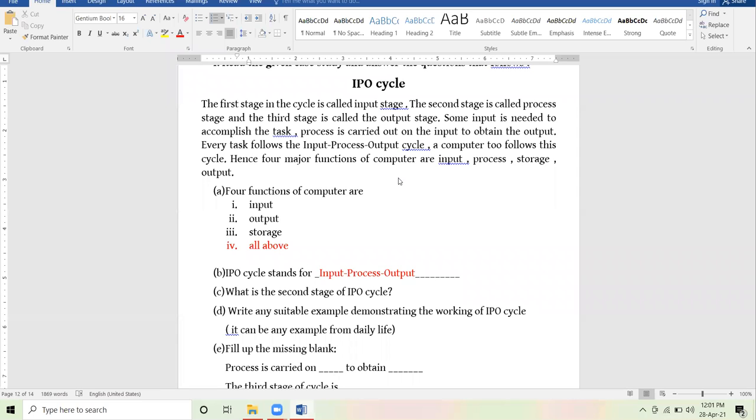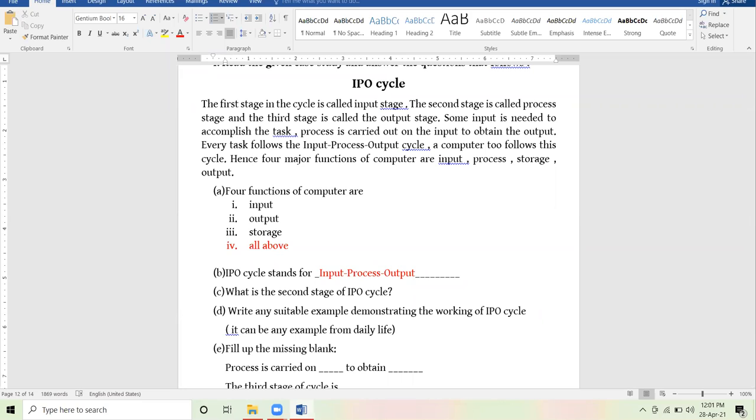Beta, one thing I want to tell you. Listen carefully. It may happen that you get one such question in the case study whose answer is not in the paragraph. So you have to think about that. The concept is clear to you, you have read the whole chapter. So it may happen one or two questions may not be in the case study. The answer may not be in the paragraph. So you have to think about it. What is the second stage of IPO cycle?